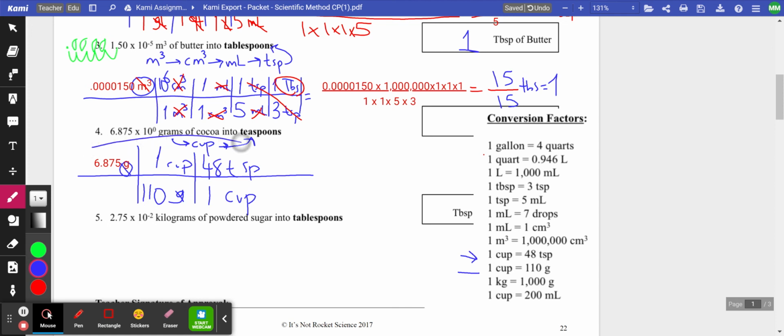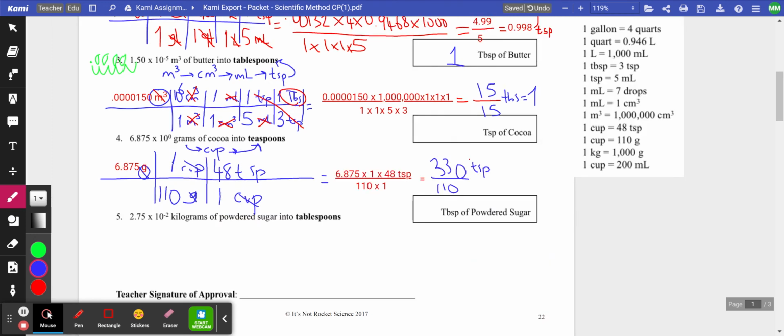Now, I'm going to multiply the top and I'm going to multiply the bottom. Oops, I forgot to cancel out the cups. There we go. Look at this. We have such a nice number. 330 divided by 110 is equal to 3. So we have 3 teaspoon of cacao we have to use.